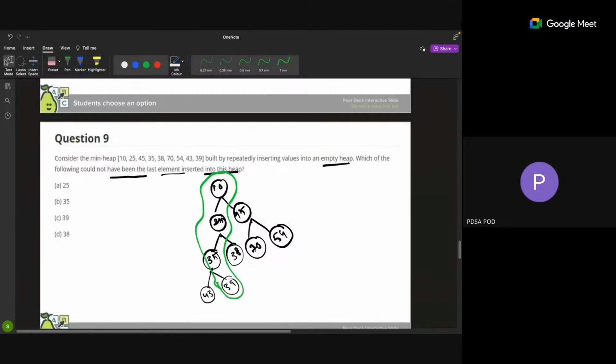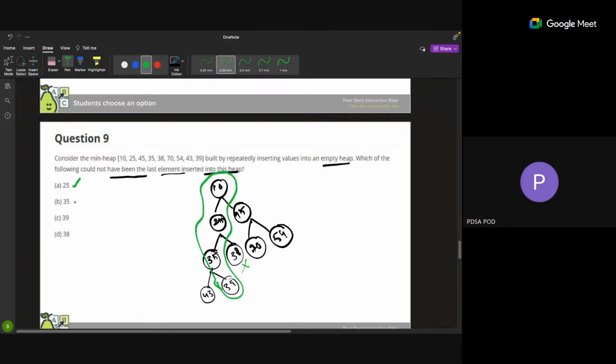If it is not 39, maybe 35. Due to the heapify, 35 went back. Maybe 25, 25 is heapified and it went back. Maybe 10, so 10 has been heapified and gone to the root. But it's definitely not 38. Am I right or wrong? It's not definitely 38, because we changed the level. So here there is a possibility of 25 being inserted as the last element.